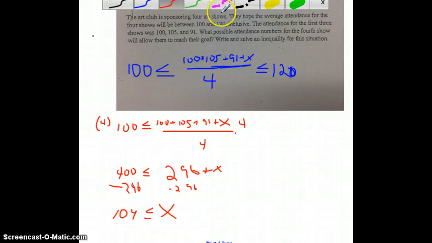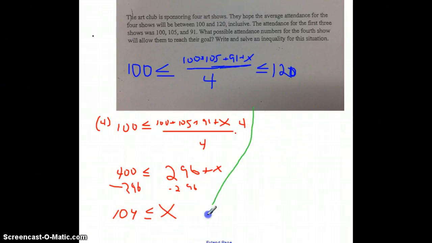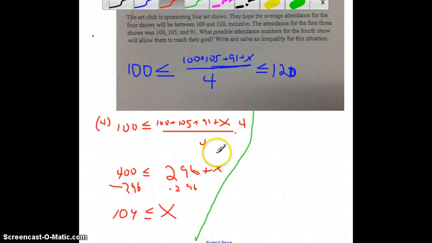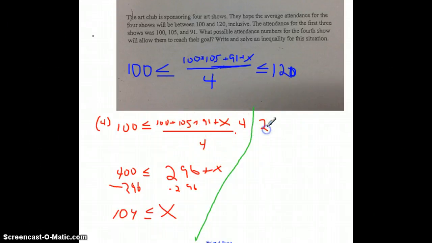All right, if we want to check out the other side of our inequality here, same thing. So we end up with 296 plus x divided by 4 is less than or equal to 120. So what I did there, just to save me some writing, I just combined these like terms to make 296, which we already did there.